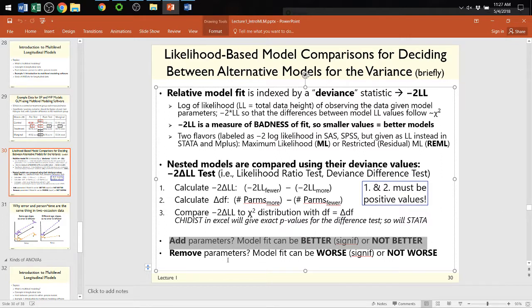Removing parameters then is the idea of, is my model overly complicated? Can I get by with something simpler? In that case, you're asking if your restricted model is worse or not worse. That is what the chi-square test in SEM is about. The chi-square test that shows up on your SEM output is a -2 log likelihood difference between the saturated model, which is all possible variances and covariances, and the factor model that you said it had to do. So you're looking for not worse in that situation.